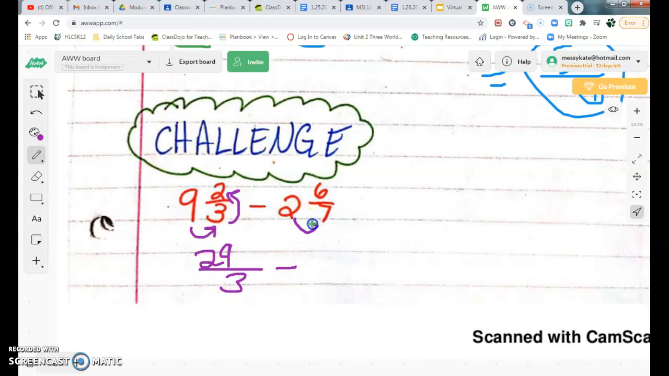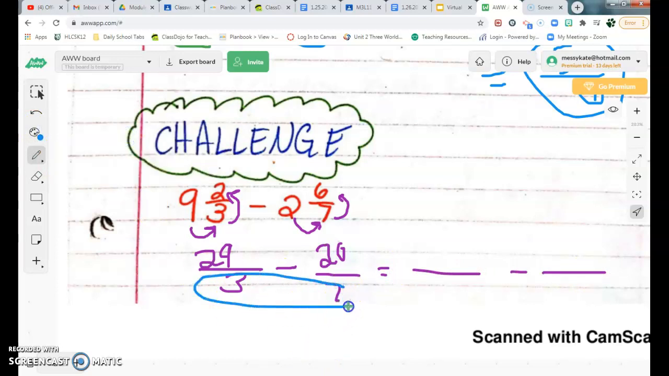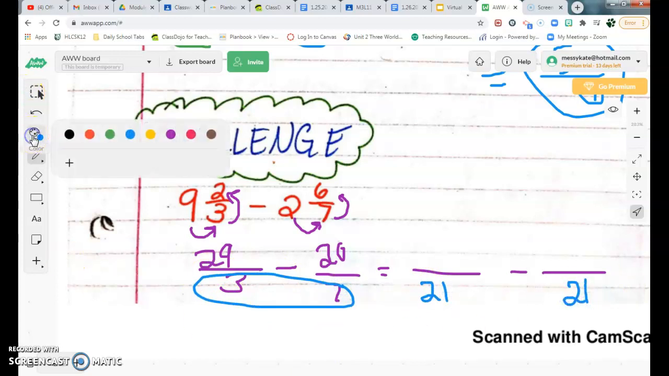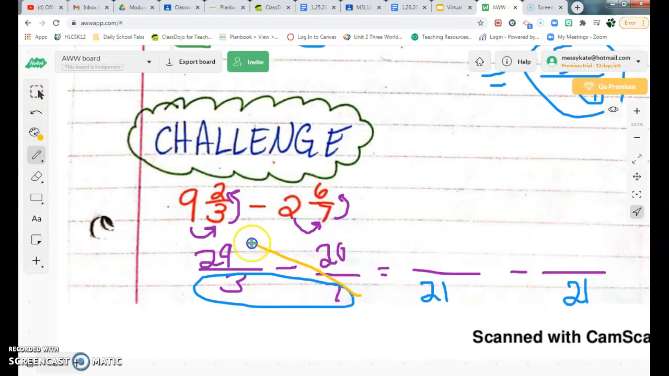Minus 2 times 7 is 14. 14 plus 6 is going to get me 20 over 7, equals. Now we're going to butterfly that out. Okay, the butt of my butterfly, 3 and 7 is going to get me 21. Then the left wing, 7 times 29.